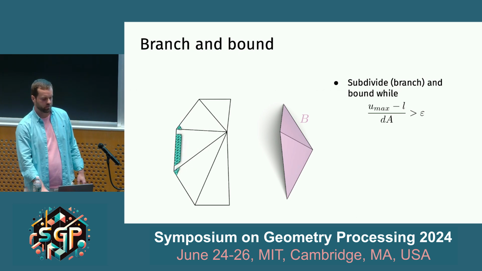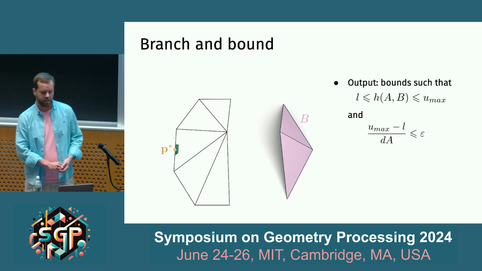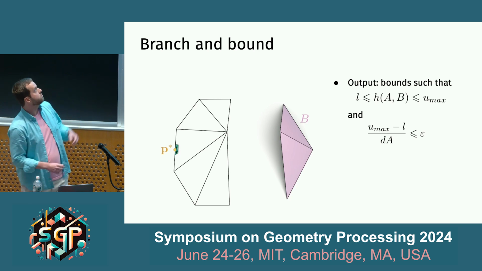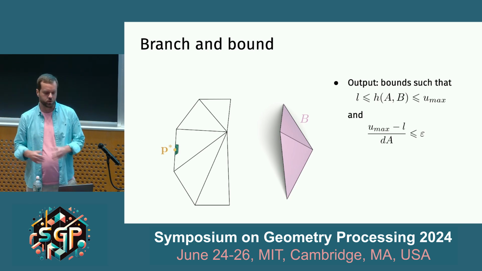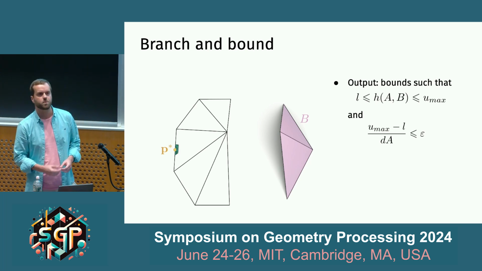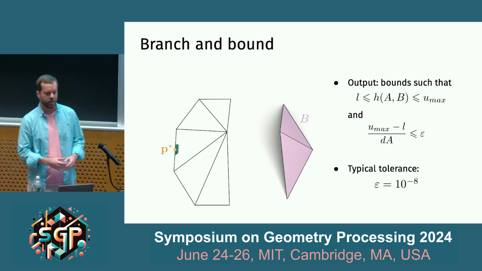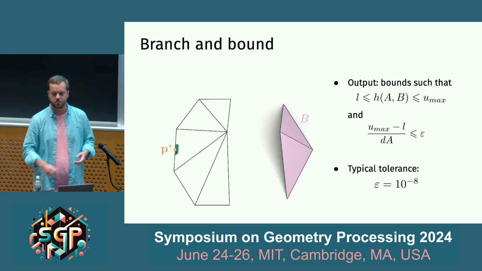More steps are taken until the bounds are closer than epsilon. The maximizer of the distance to B belongs to one of the remaining triangles. The outputs for this methodology are the final lower bound and final upper bound for the Pompeiu-Hausdorff distance. A typical value of epsilon used by us and the previous method is 10 to the minus 8.